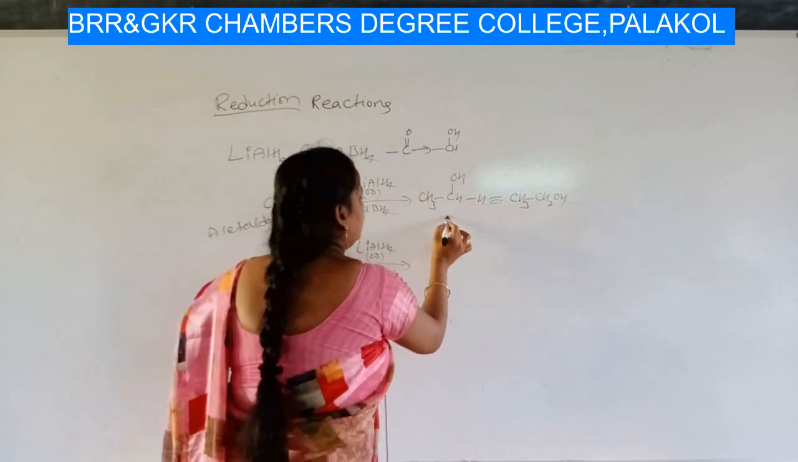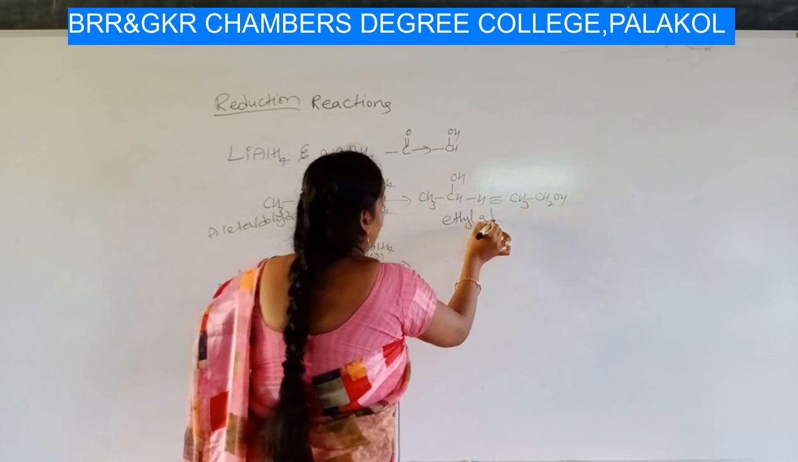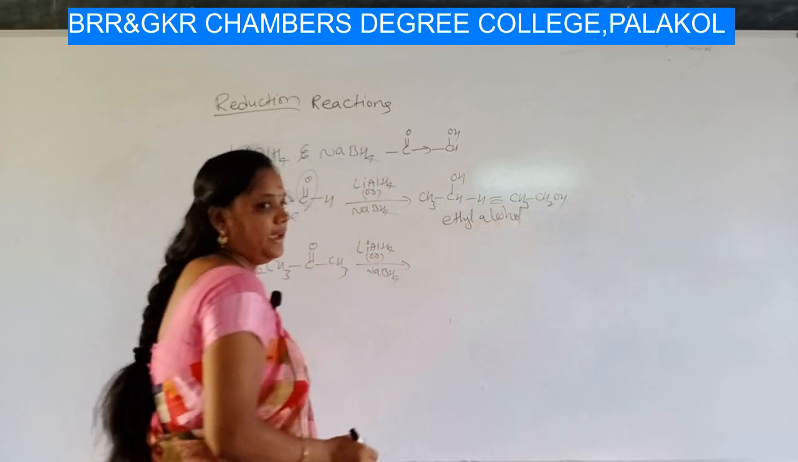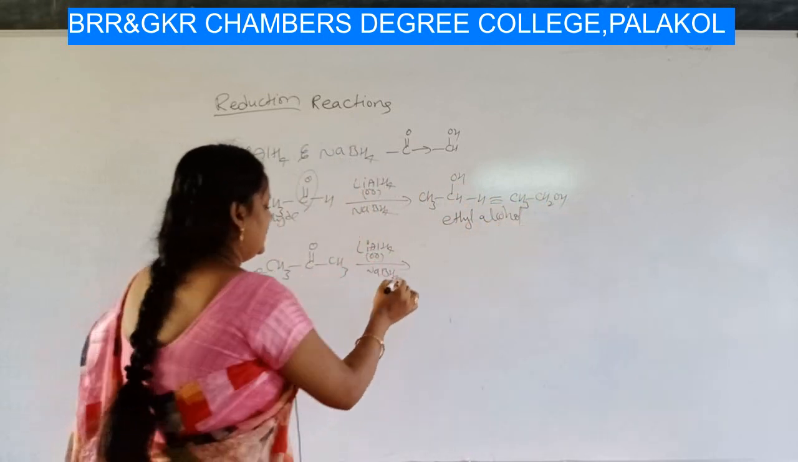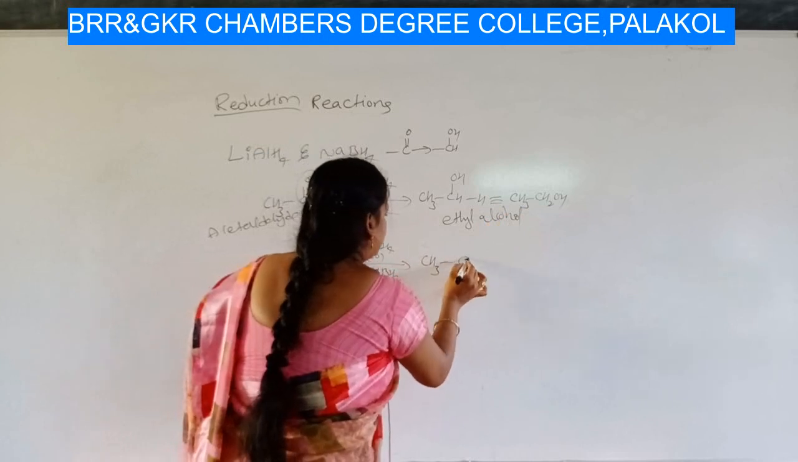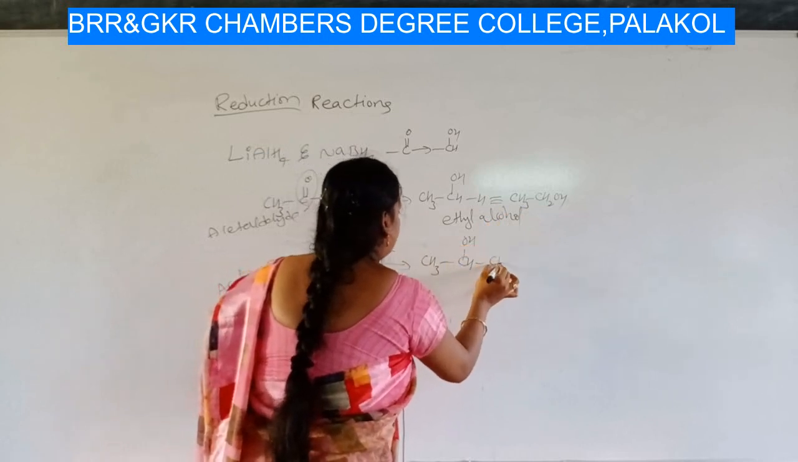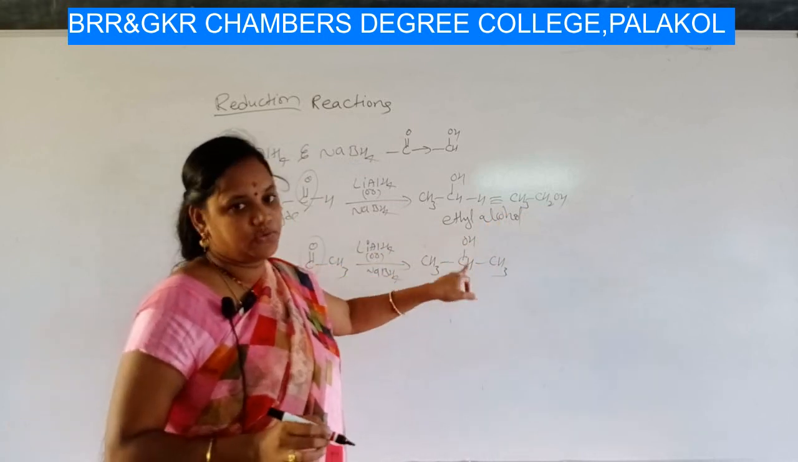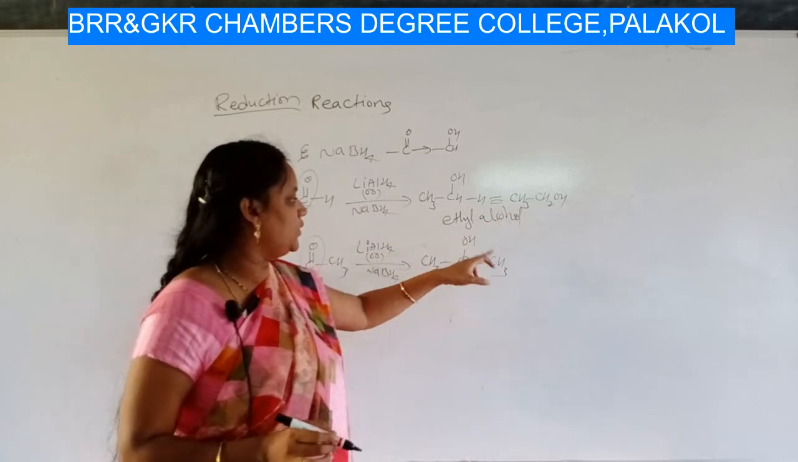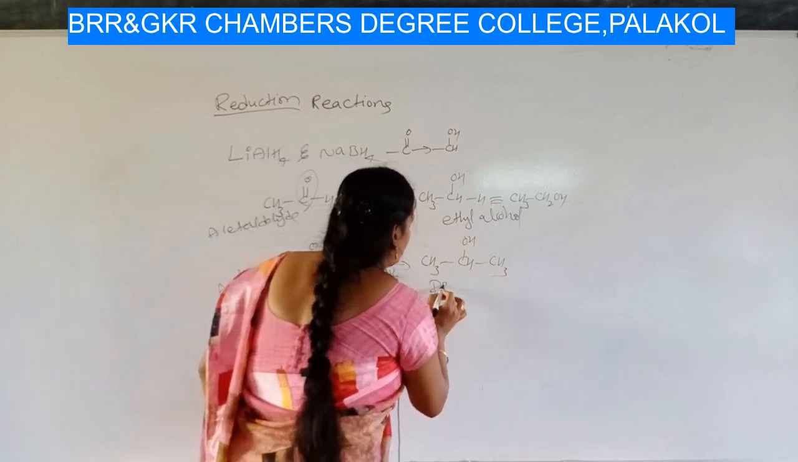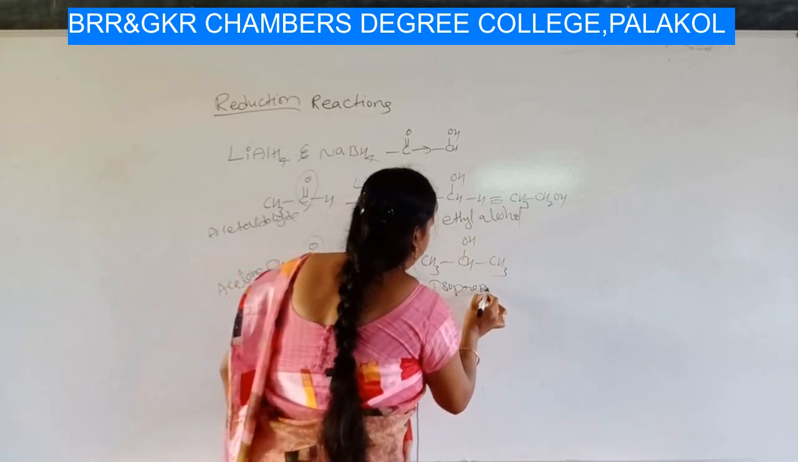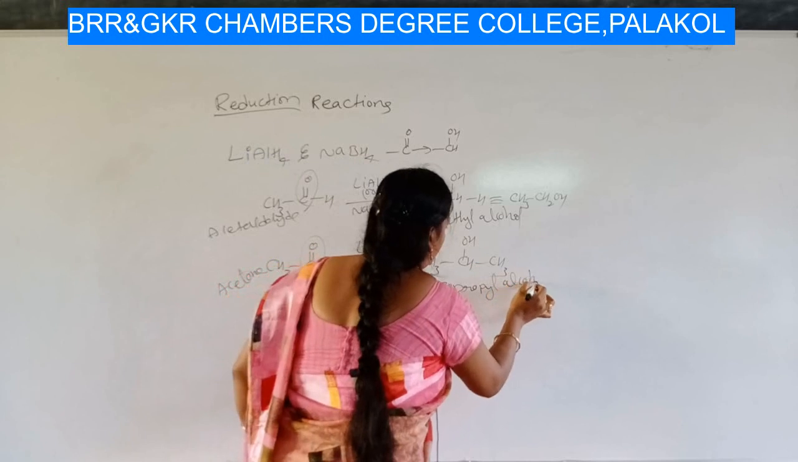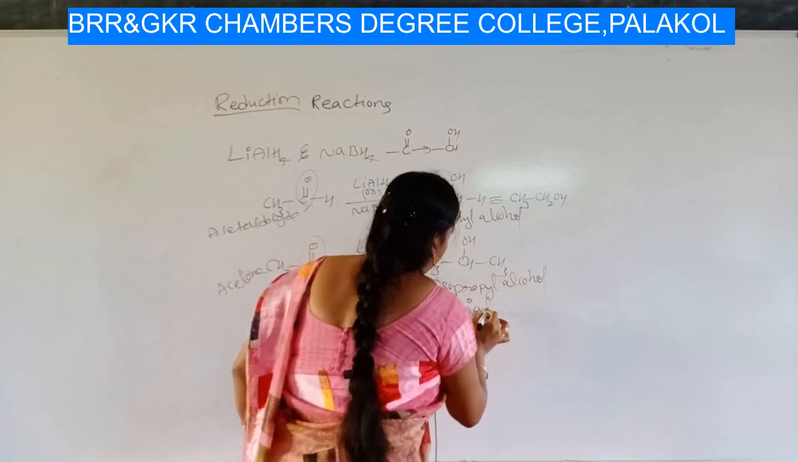You are getting ethyl alcohol. Okay. What happens in the next case? CH3CHOHCH3. C=O is getting converted into CHOH. This is isopropyl alcohol, which is a secondary alcohol.